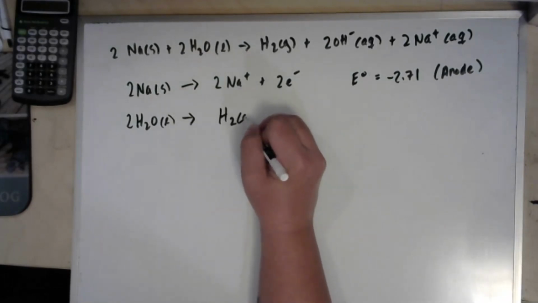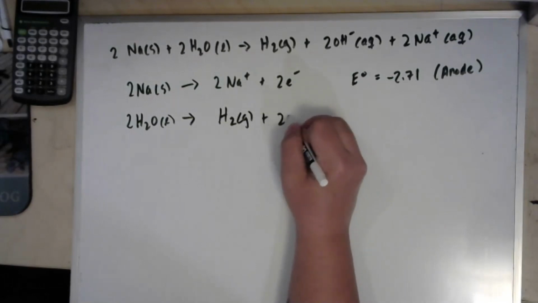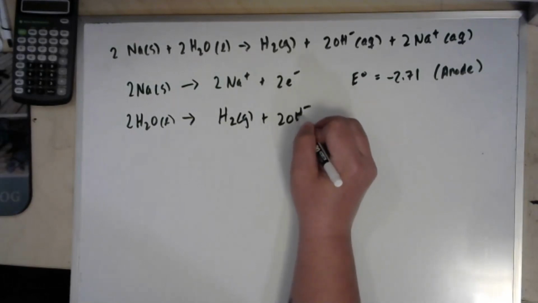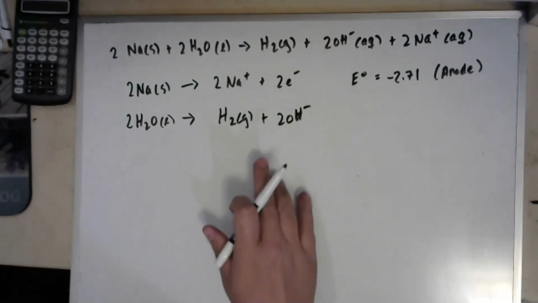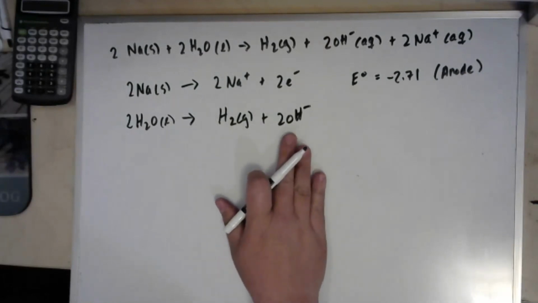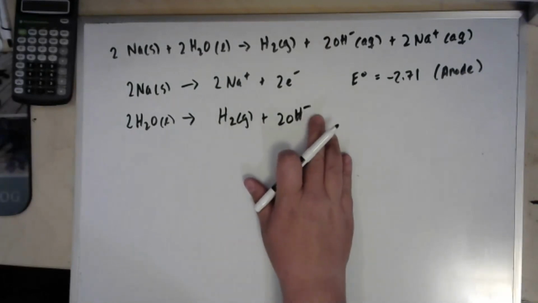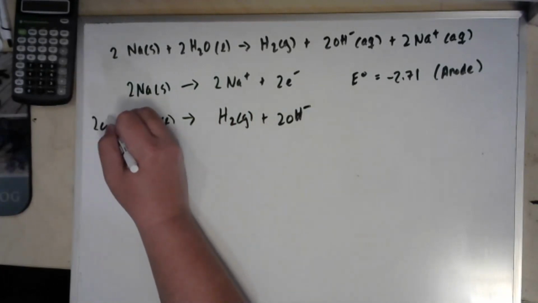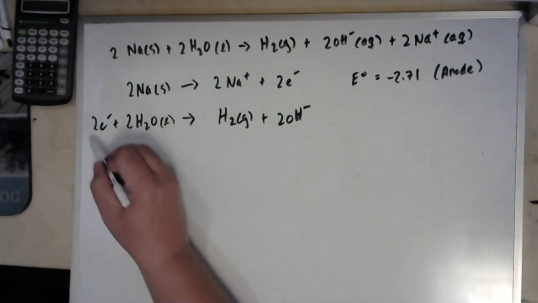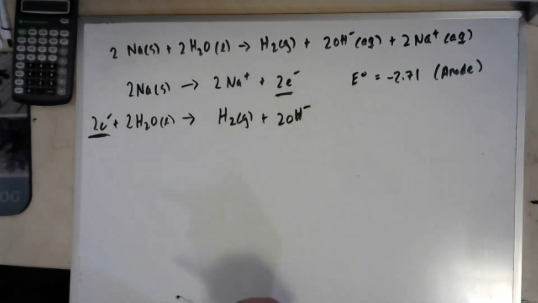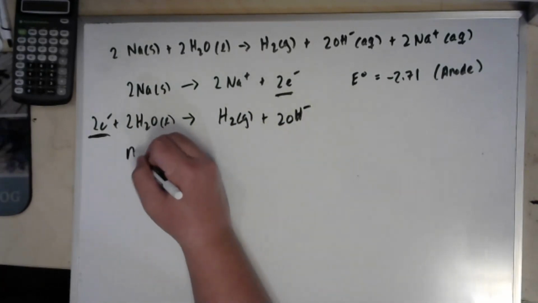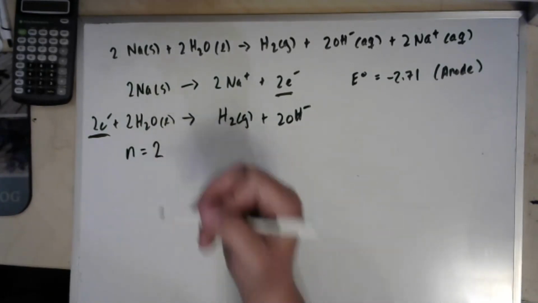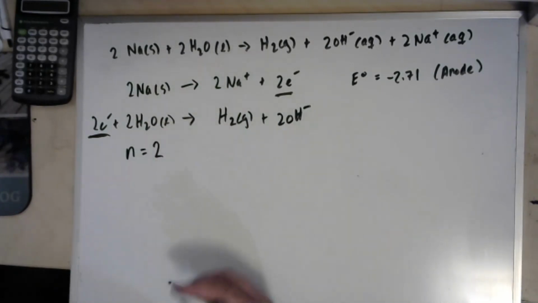Gives us H2, 2OH minus. This is going to have a negative 2 charge because we have 2 hydroxide ions. Everything else is neutral, so that means that we had 2 electrons over here. Okay, so again, we focused in on that electron value. That means that the N value here is going to be 2. That's the number of electrons that were canceled out here.